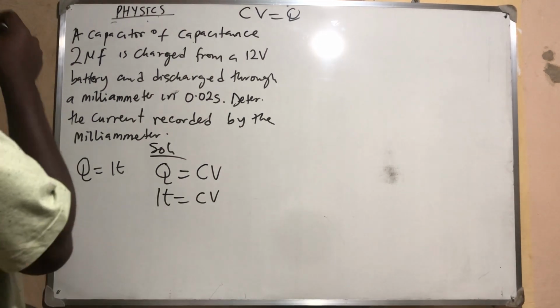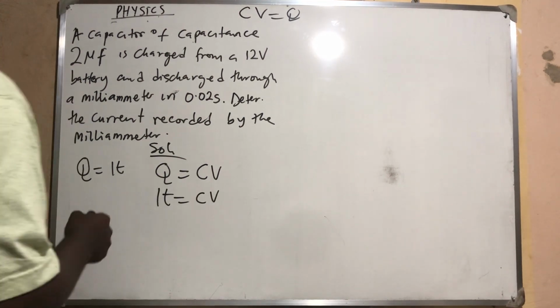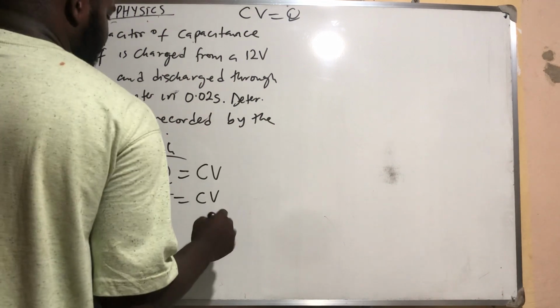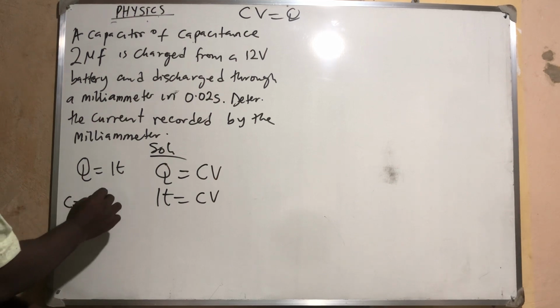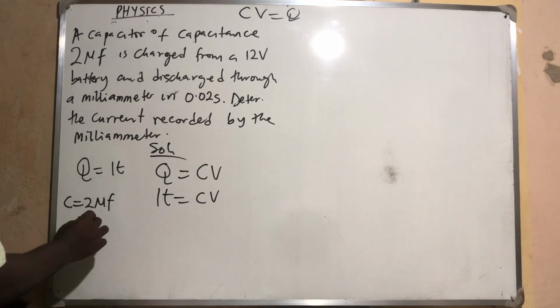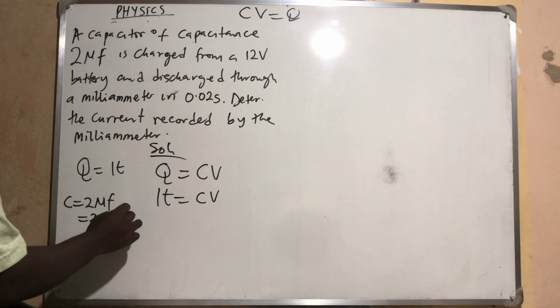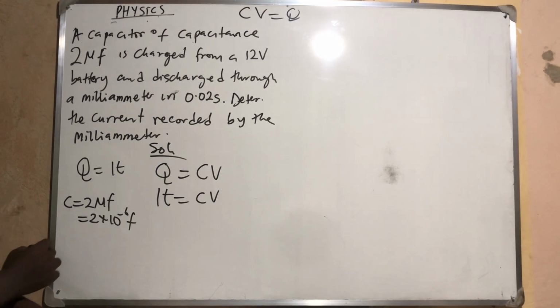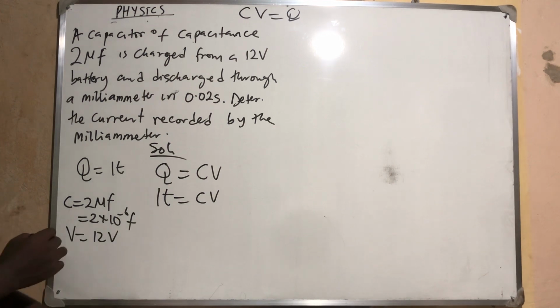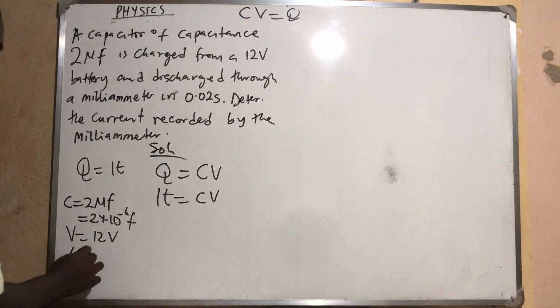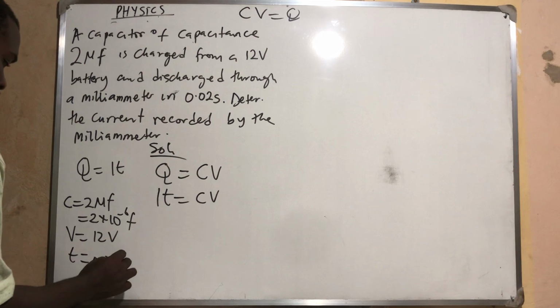All right. So where is my C and where is my V? Bring out all your parameters. They gave us that C, the capacitor, is 2 μF, and μ means 2 times 10 raised to power minus 6 farad. And they gave me my V, which is 12 volts. And they gave me my T, the time, which is 0.02 seconds.